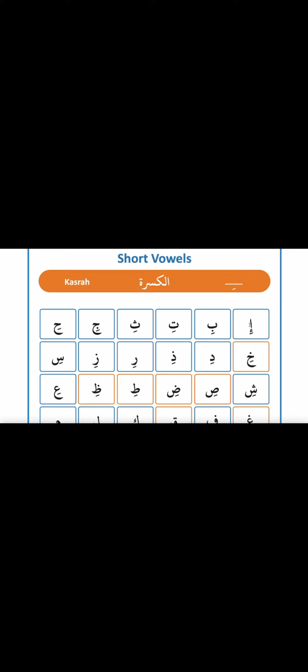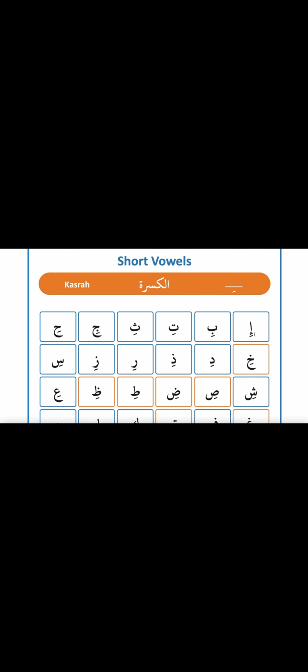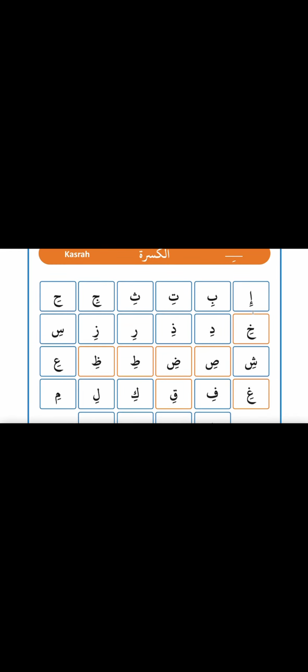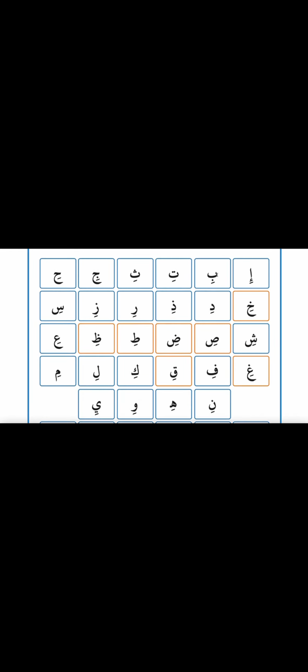So Alif. And notice the Hamza. Remember what we said Hamza is? The Hamza is an A sound. So notice the Hamza goes underneath here when we add the Kasrah. Just notice that. So E, so Ba will become B, Ta will become T, Tha will become Thi.